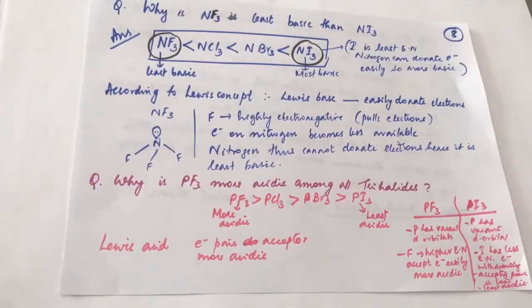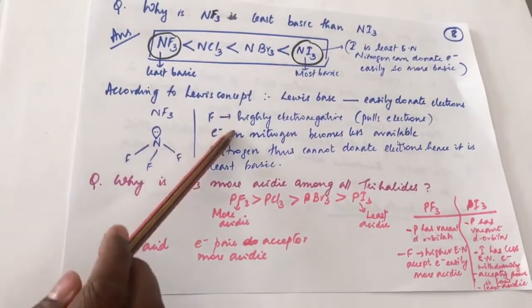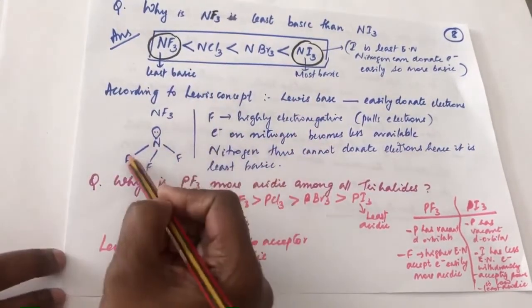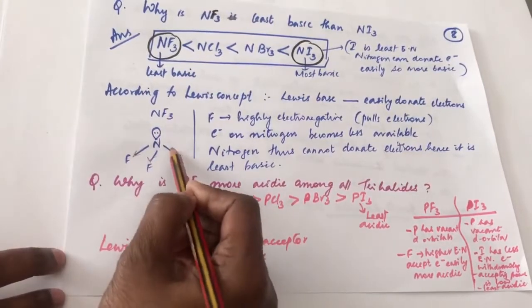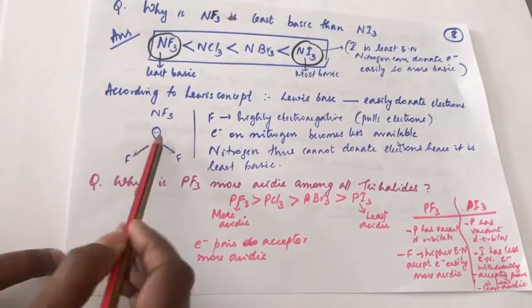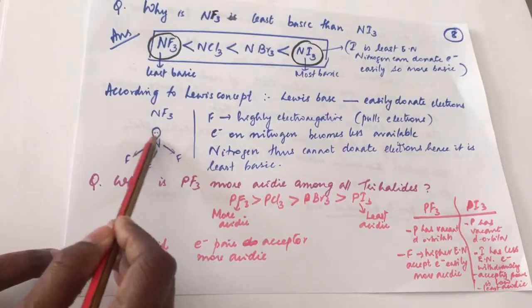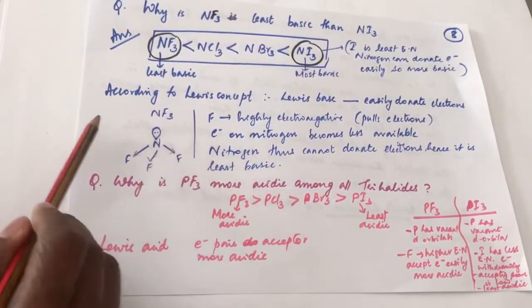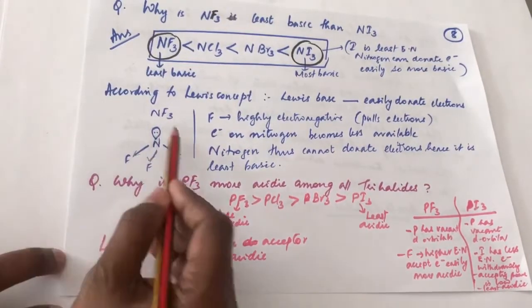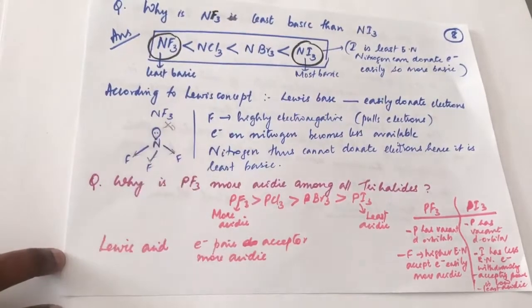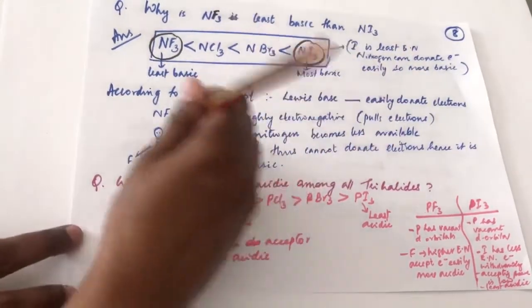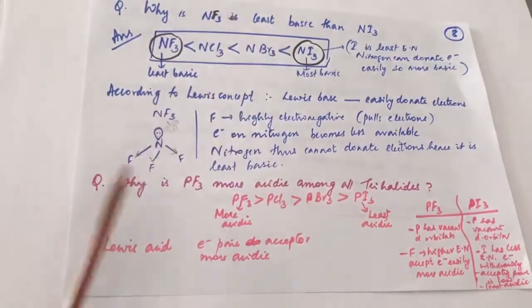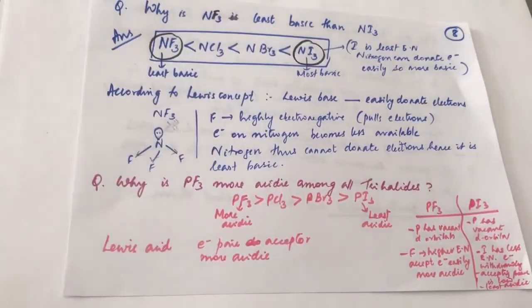Now let us see how it is to be explained. Fluorine is highly electronegative, so it pulls the electrons like this. So is the electron available to be donated? No, it is not available for donation, isn't it? So what happens is that it will behave less as a base, or it is least basic in nature.